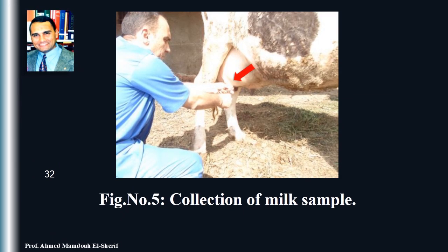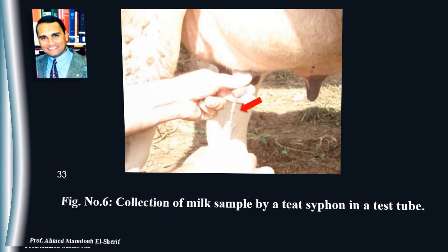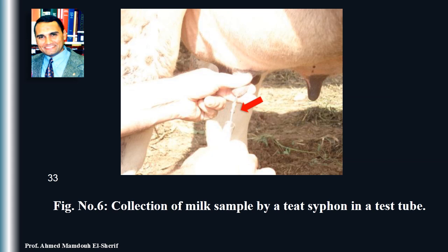Figure number 5 shows you a collection of a milk sample. Figure number 6 shows you how to collect a milk sample by a teat siphon in a test tube.